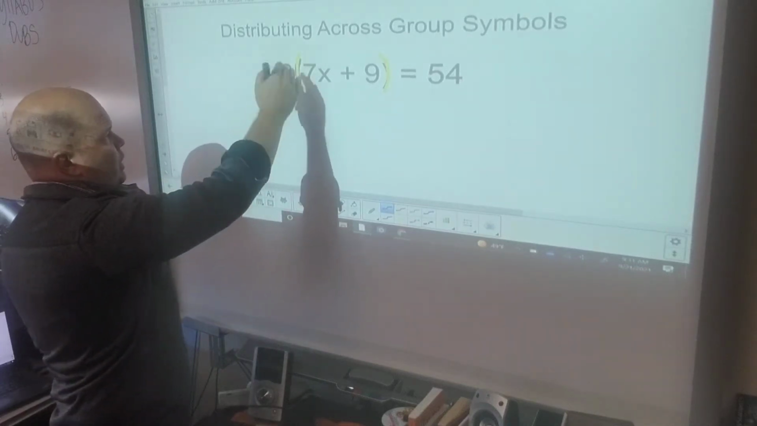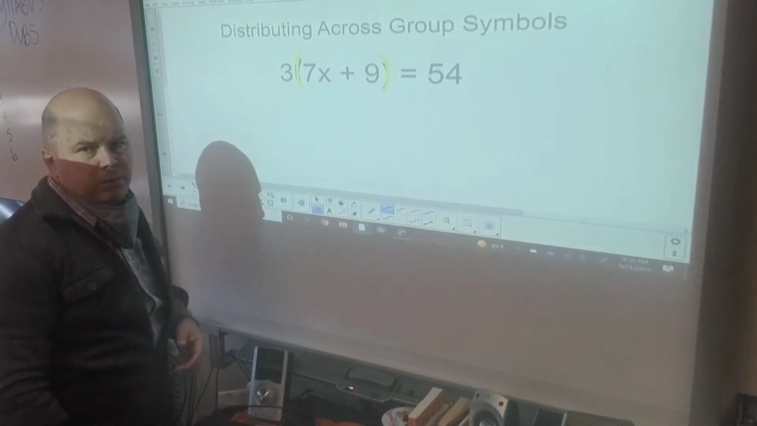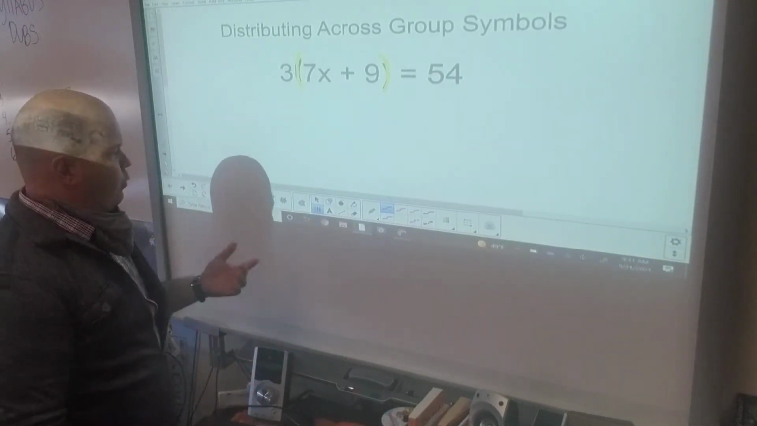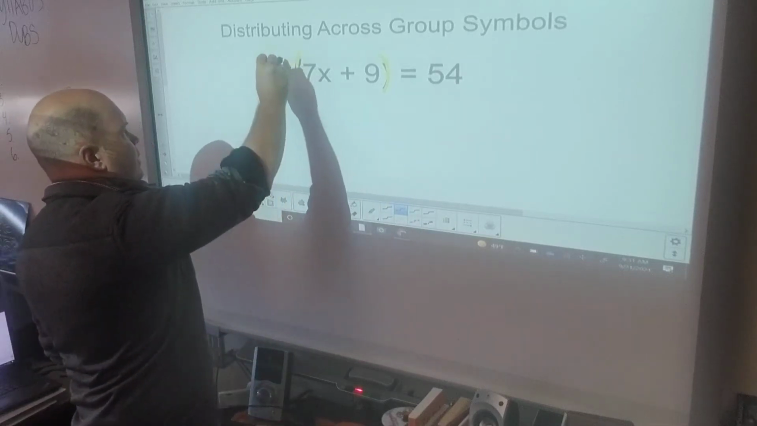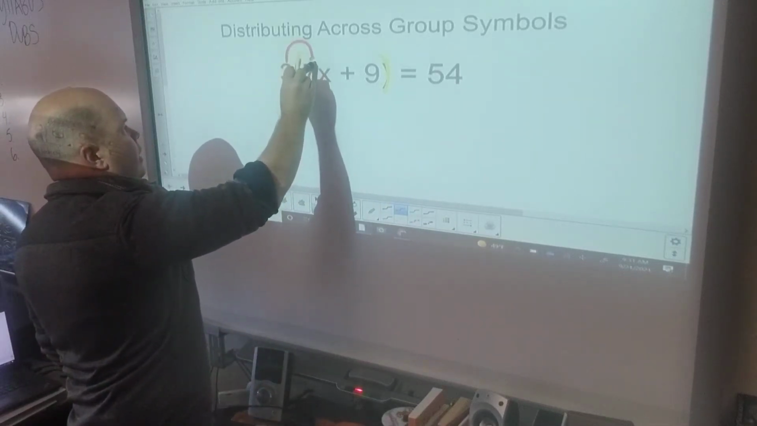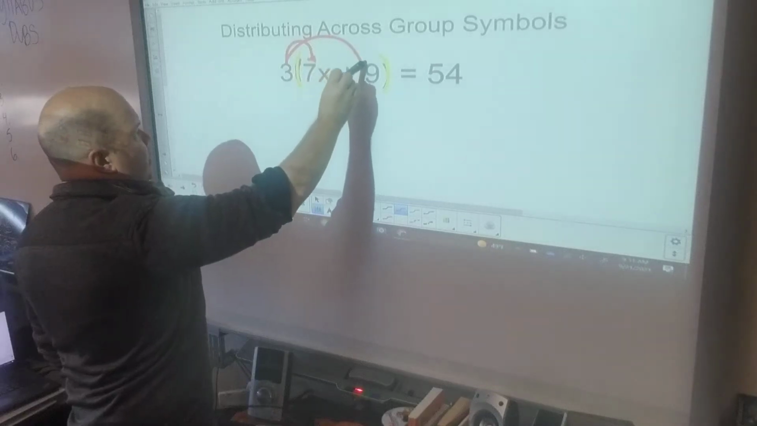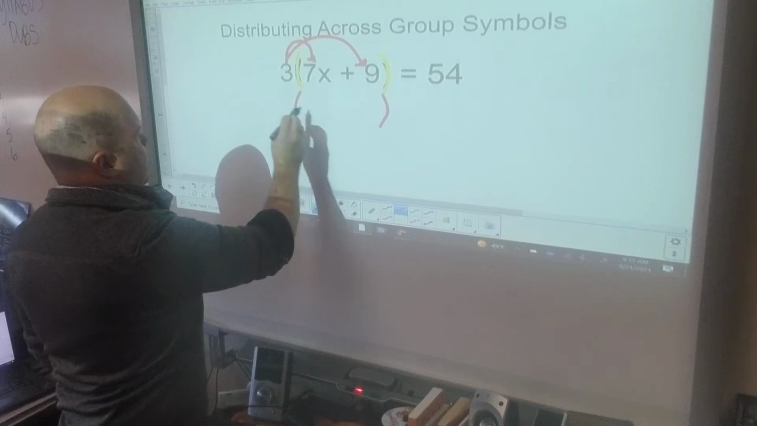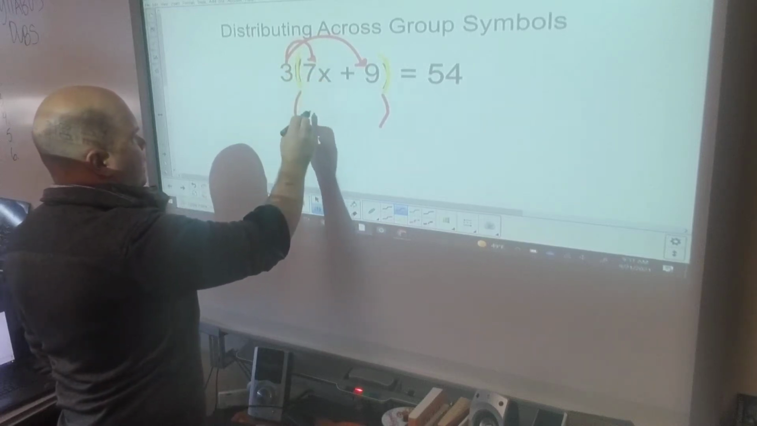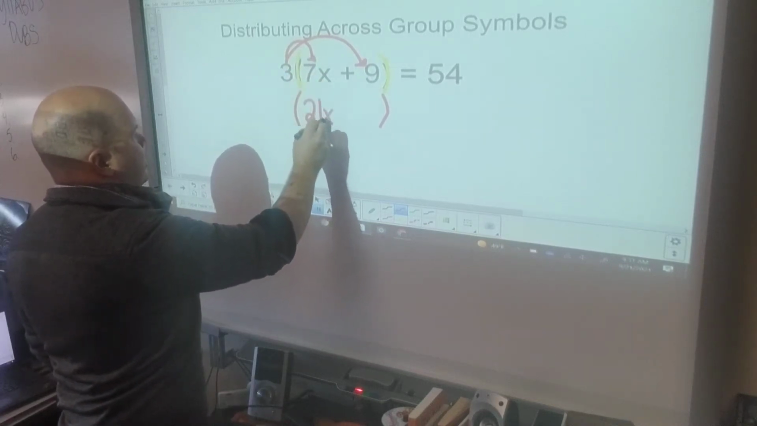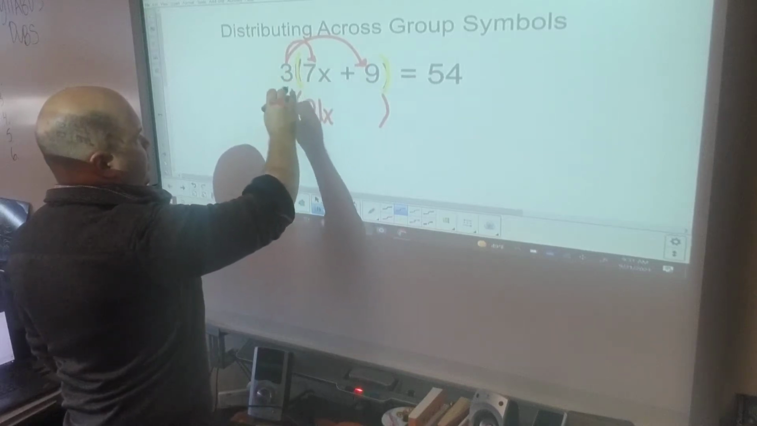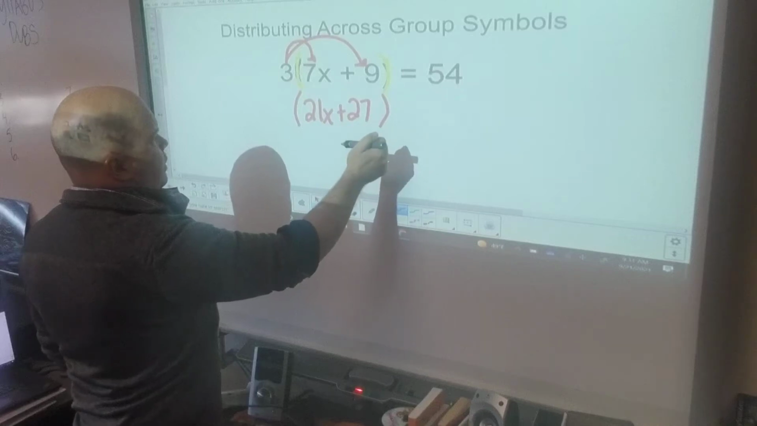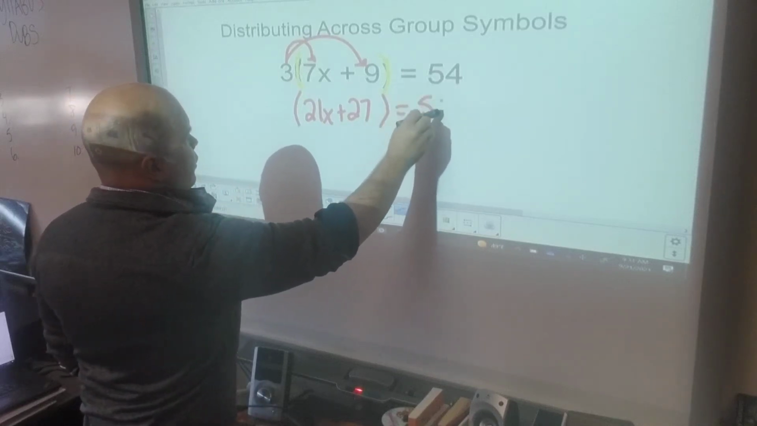So this is saying 3 groups of 7x plus 9. Okay, now that sounds way more complicated than it actually is. What it really is just telling me to do is take my number that's outside and multiply it into my 2 units. So here, I'm going to come down. This is going to be 3 times 7x is 21x. And this is a positive 9, so 3 times a positive 9 is a positive 27. And that equals 54. Okay?